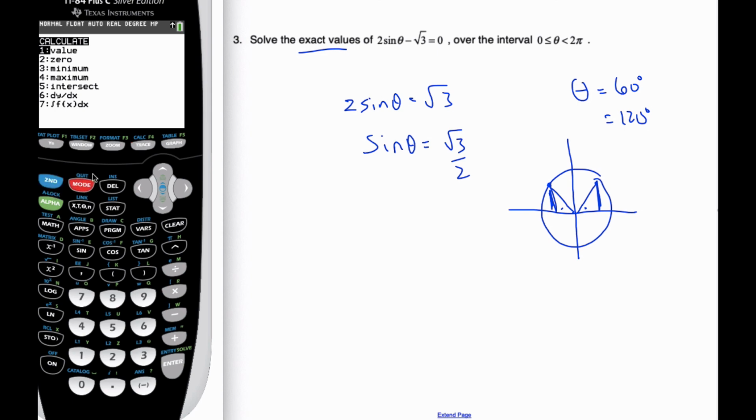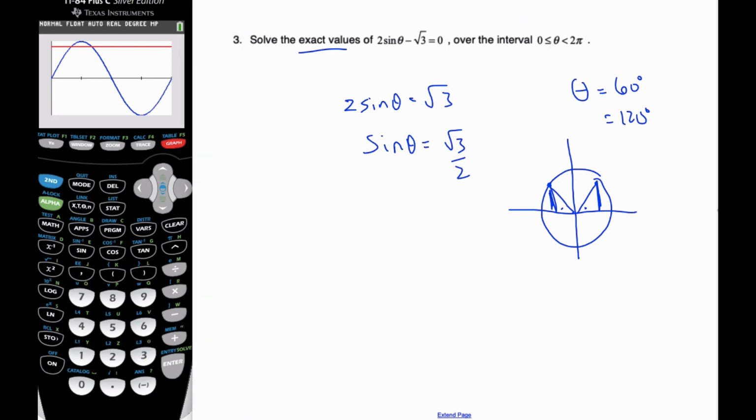So I know I have the two values from the graph and from the unit circle, but I need to put them into radians as the way it was asked. So I know if I convert that, 60 degrees is pi by 3. And this is going to be 1 pi by 3 less than 180, so that's going to be 2 pi by 3. These are your two answers.